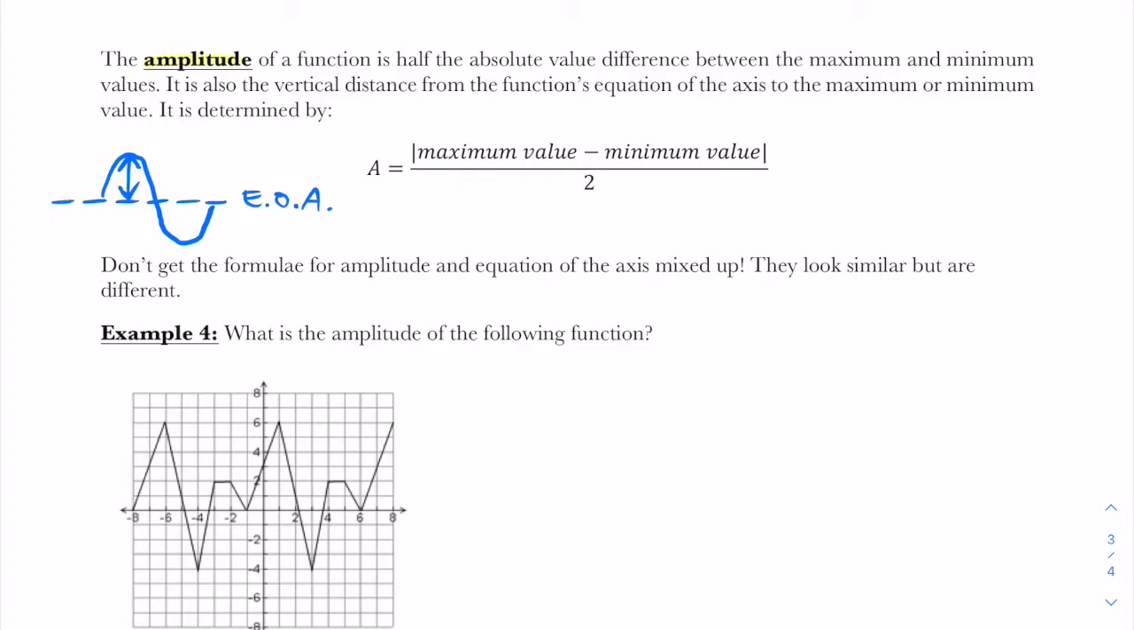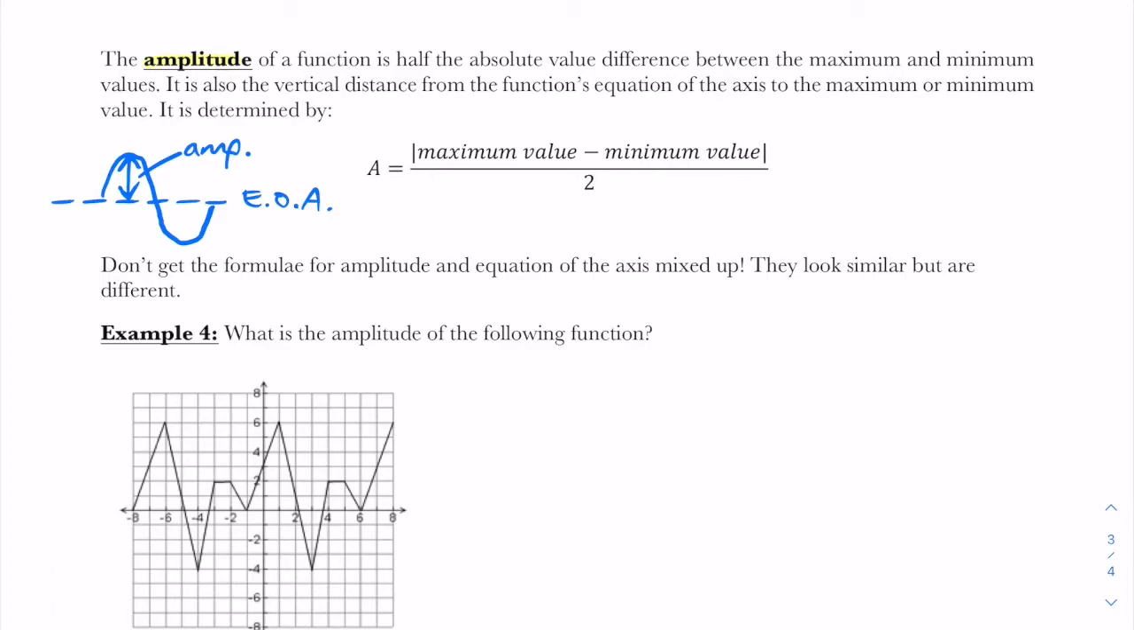So in my picture, the amplitude would be the distance between the peak and the dotted line. And we just record it as a positive value. That's why I have the absolute value signs in the equation. Speaking of which, let's look at the equation.